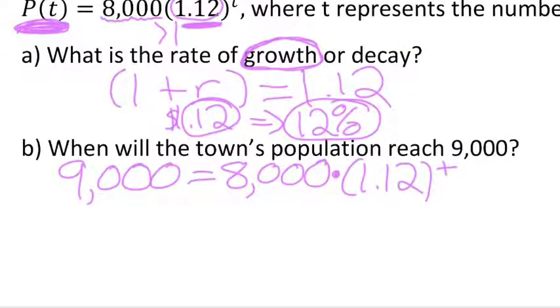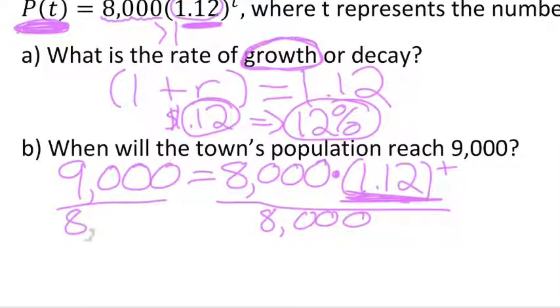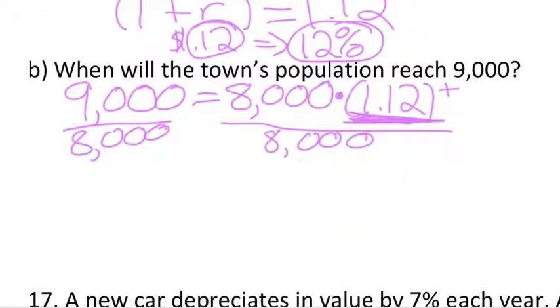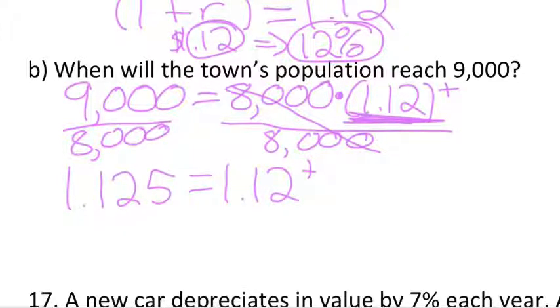So we're going to get rid of that 8,000 because we want the base of our exponent to be by itself, and it's not yet. So we got to divide by 8,000. So when we do this, we have 8,000 divided by 8,000, which cancels out. And we're left with, on the left side, 1.125 equals 1.12^t. Now, if you can solve it from here, changing it to our log form, that is fine.